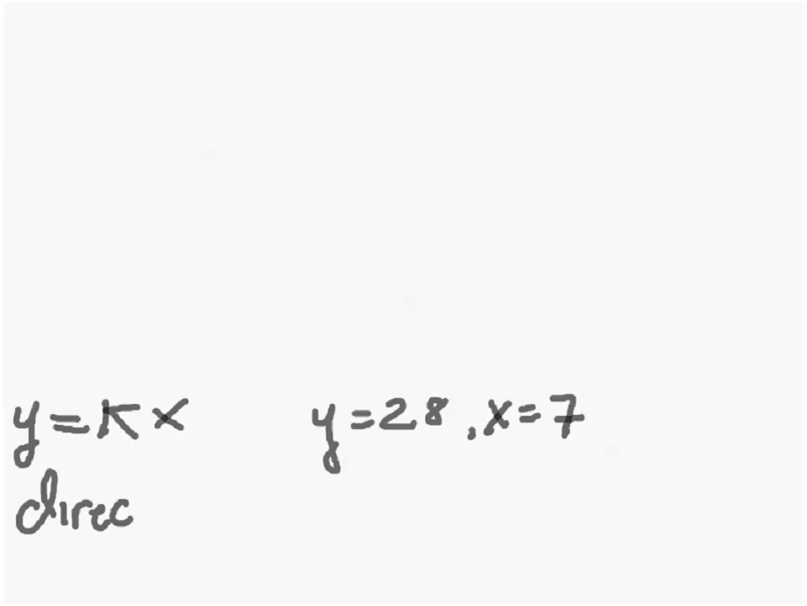Is it the long one that we've been using? The short one is that really short equation we've been using. Y equals kx. That's the direct variation equation. Okay, so we know y equals 28 and x equals 7. Can somebody set this up, plugging those numbers into y equals kx?